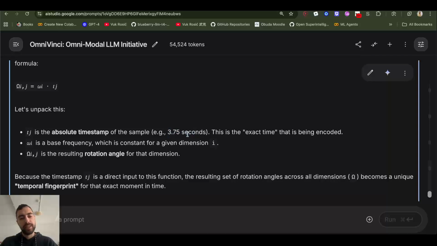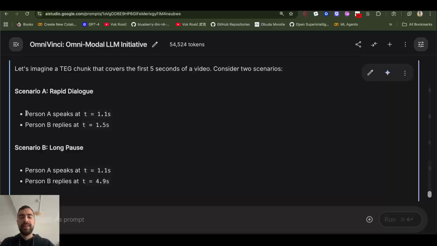So it can encode that this token happened at 3.75 seconds. So the model can differentiate. For example, person A speaks at 1.1 seconds, and person B replies at 1.5 seconds, or person B replies at 4.9 seconds. Those two tokens are next to each other, let's say. But it's important to know when exactly they happened, because there is a pause here.